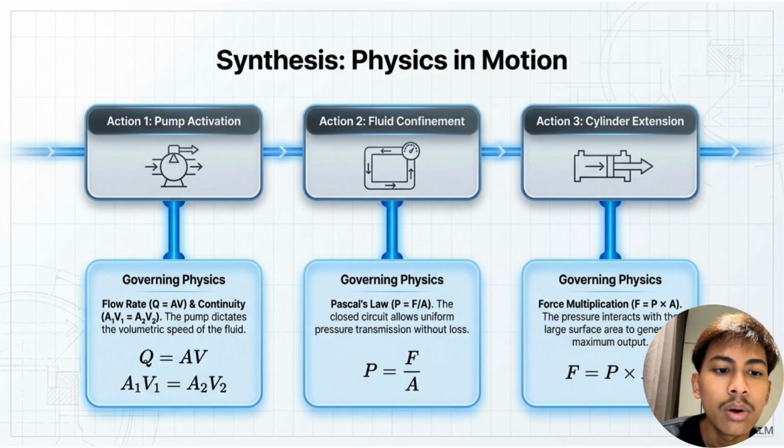Second, fluid confinement. The fluid is inside a closed system, so the pressure is spread evenly. This follows Pascal's law, where pressure equals force divided by area. Finally, cylinder extension. The pressure pushes the piston and creates a larger force. This follows the equation force equals pressure times area, allowing the hydraulic system to lift or move heavy loads.